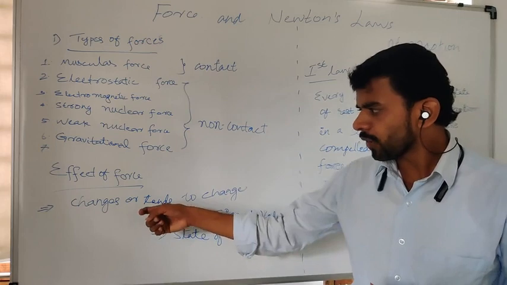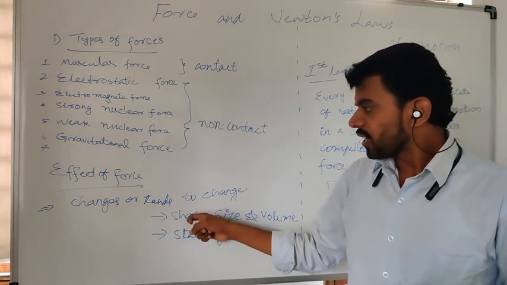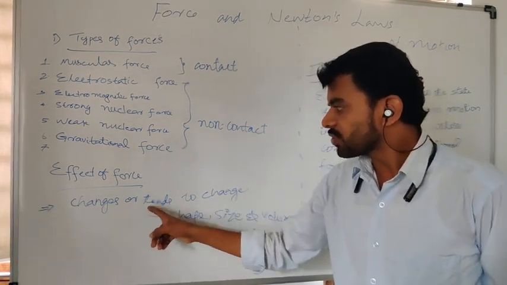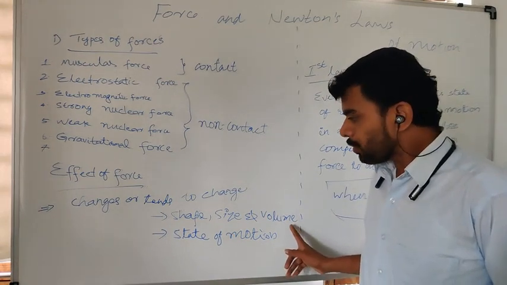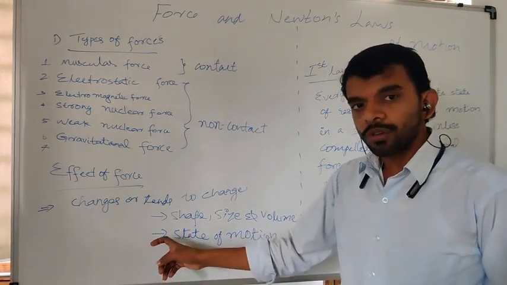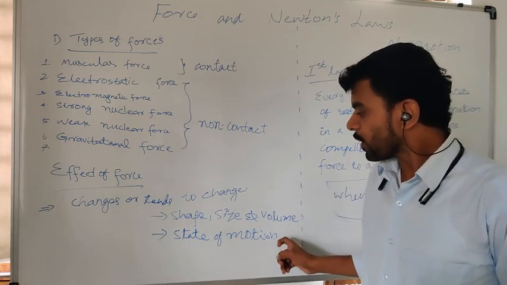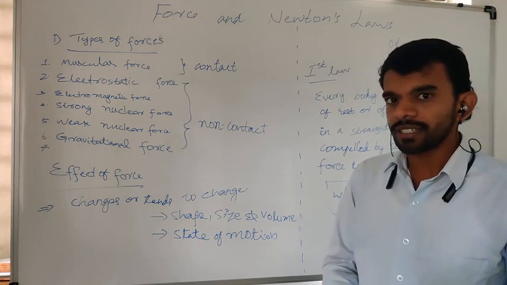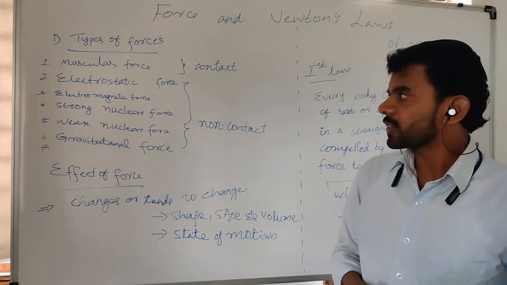So there are two effects we have written here. Force may change or tend to change the shape, size and volume of the body, or it also changes or tends to change the state of motion of a body. The state of motion of a body is changed if its speed changes or its direction changes.